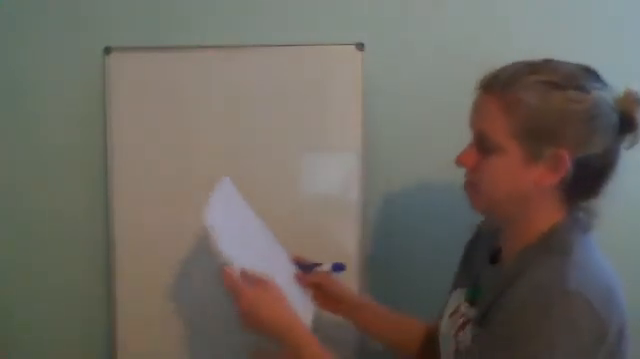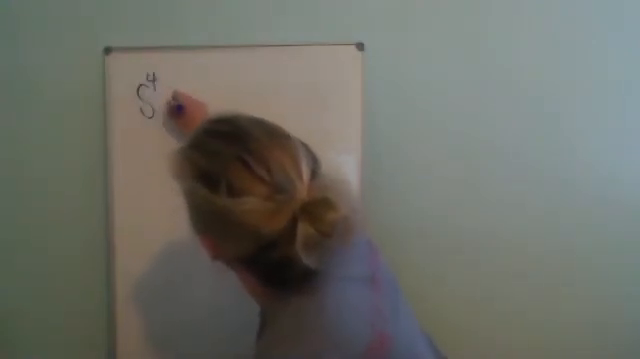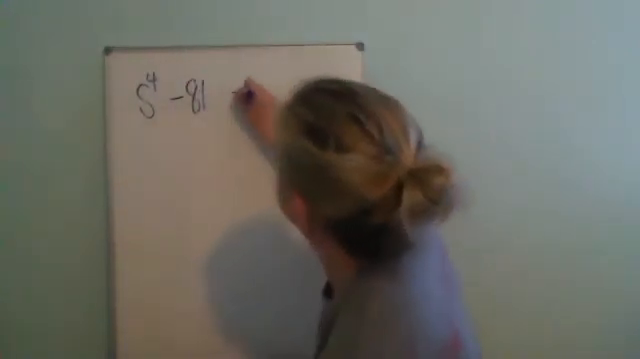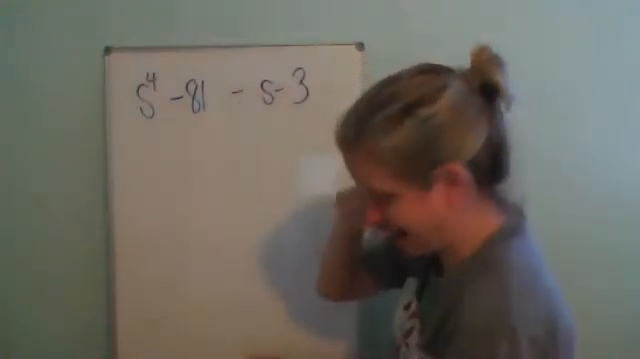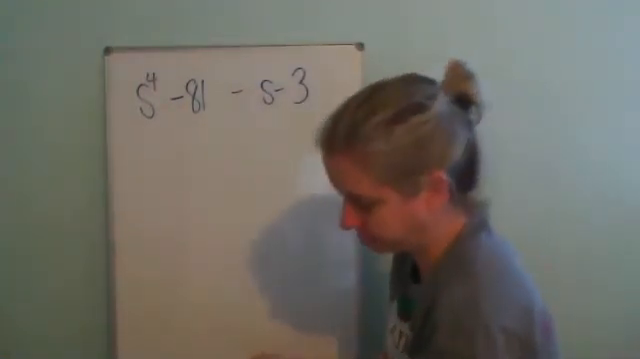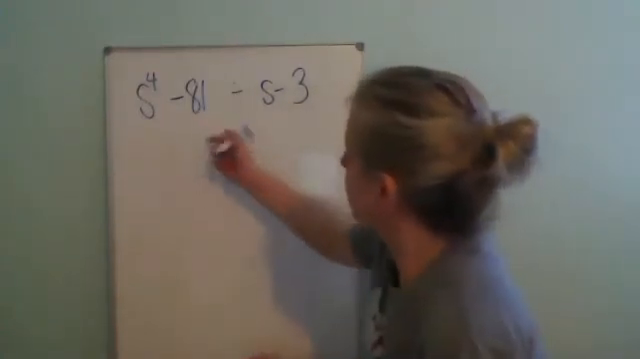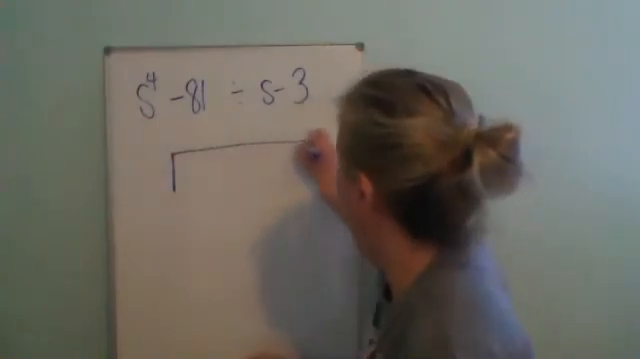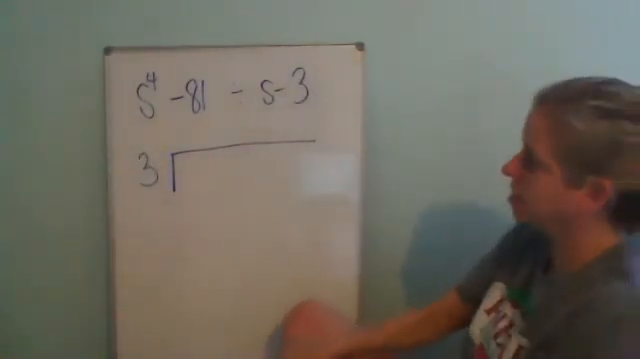All right, last synthetic division. You've got s to the fourth minus 81 divided by s minus 3. So on this one, again, synthetic division, since that's minus 3, I'll put a plus 3 out here.